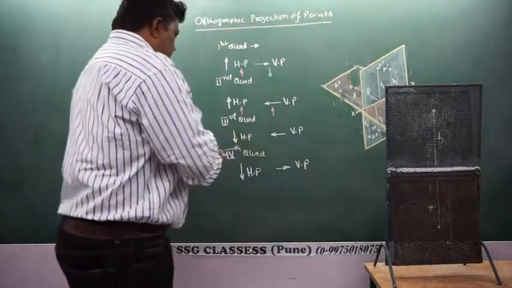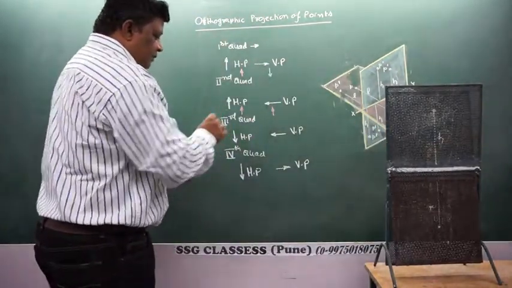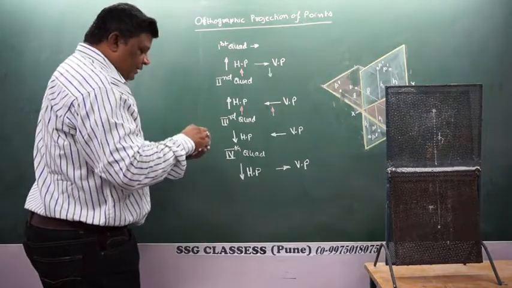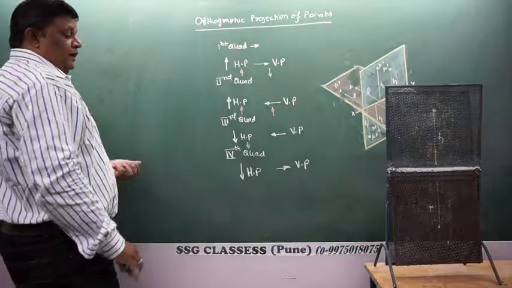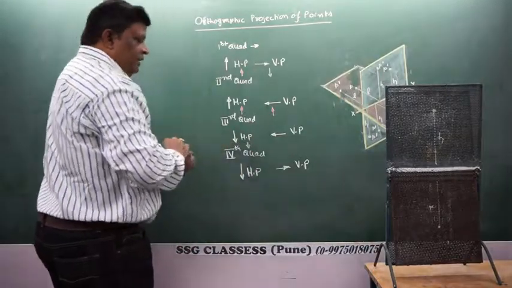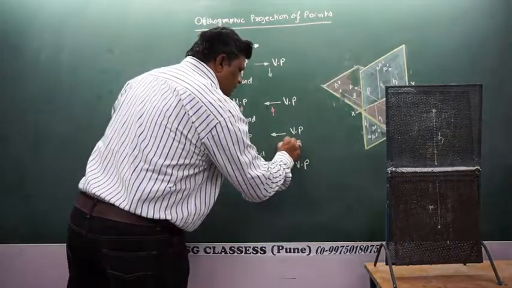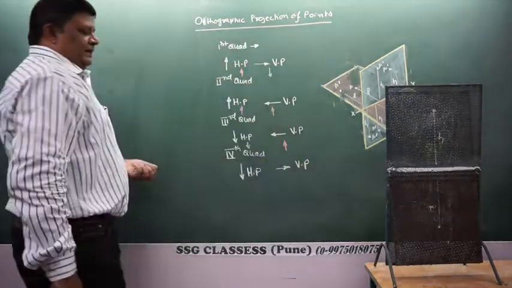So distance behind VP will be seen to me above XY line. Okay? So here I have the distance below HP seen to me where? It is seen below XY line, whereas the distance behind VP is seen to be where? Above XY line.